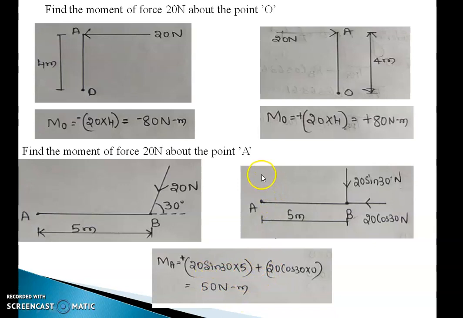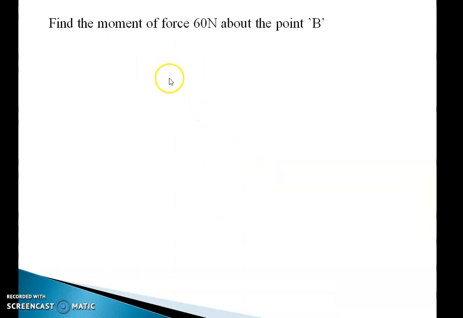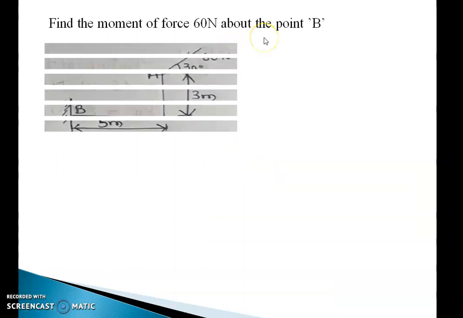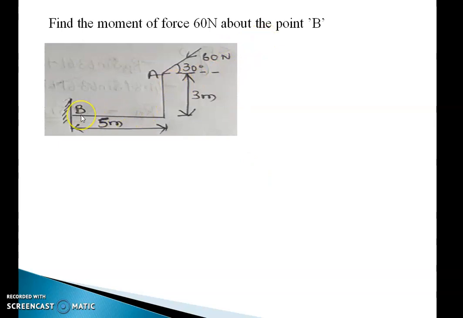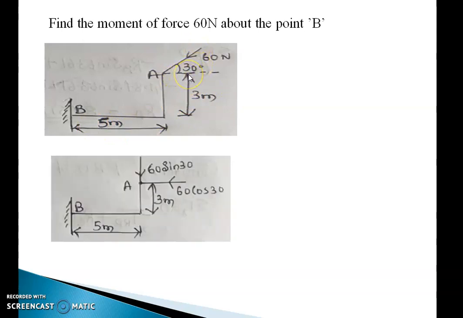Okay. Now we'll solve one more problem. Find moment of 60 Newton about the point B. This is my B. The vertical difference is 5 meter, and this horizontal difference is 3 meter. The force of 60 Newton acts at an angle of 30 degrees with respect to horizontal. I need moment about this particular point.